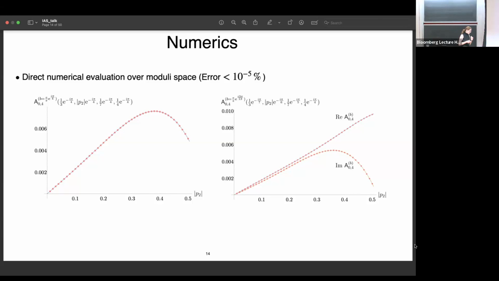Because there are poles. I have a picture in the end that I can show you, but then I would have to go through all my slides. So let me get to it in the end. But I can show you, it's really beautiful, it's very pretty.